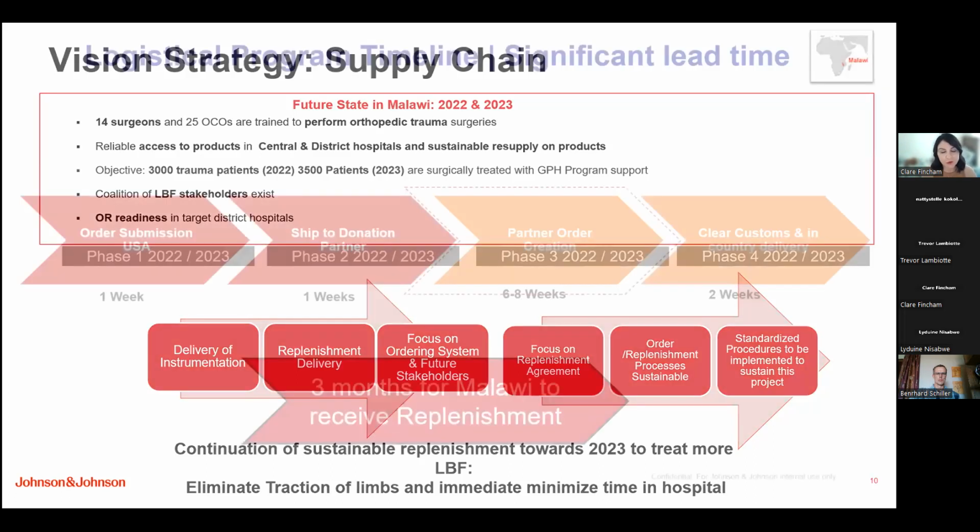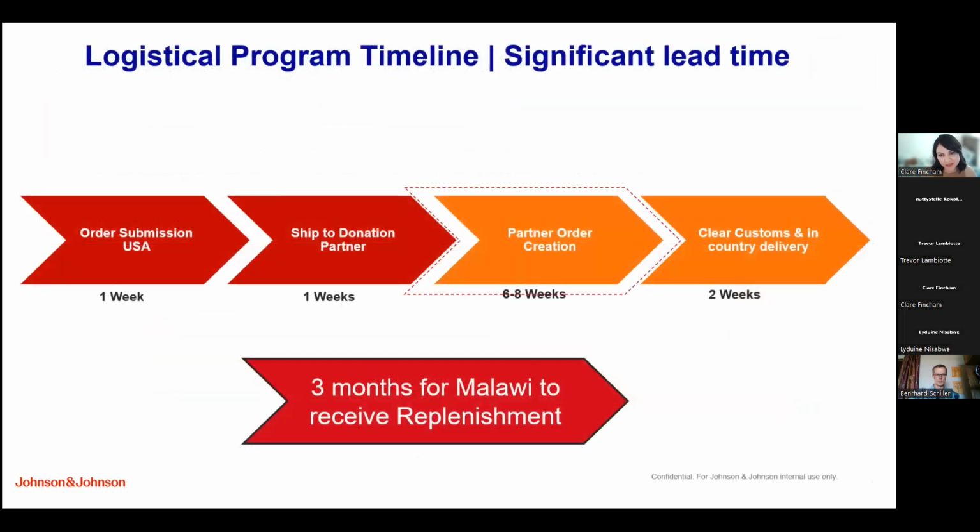So just to give you a very broad overview of how long it actually takes us to get the inventory to Malawi. We do order from the USA, from America, and there are only tax reasons for that. Because if you think about the world map, it would be much easier to get the stock from Europe, but due to tax reasons, we need to get it from the USA. So we will submit an order from the USA. We will ship it to our donation partner. So Johnson & Johnson do not ship it directly. We use a donation partner.